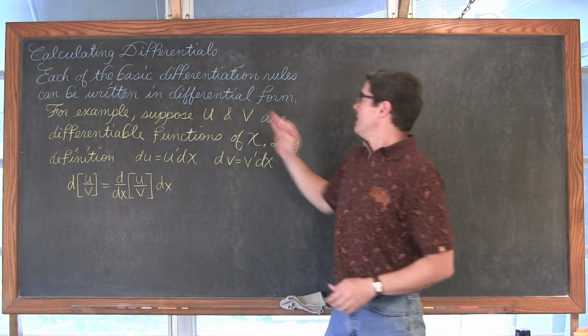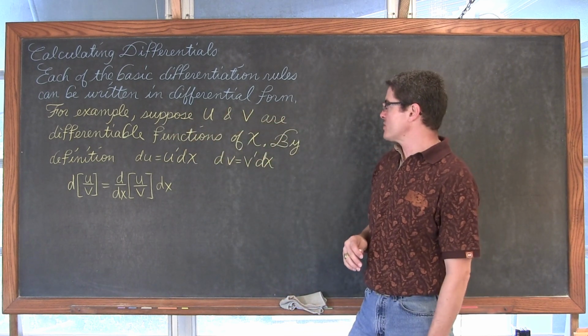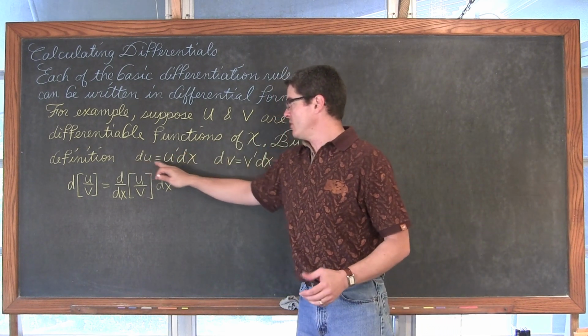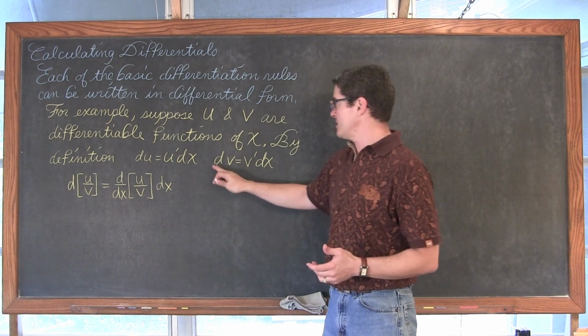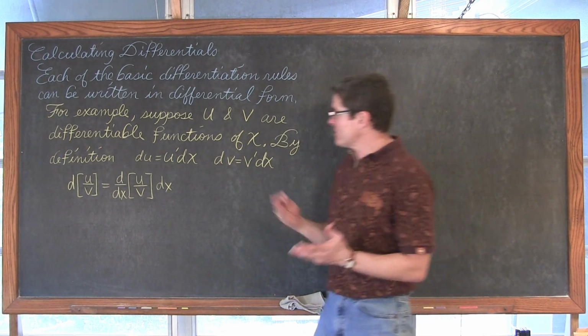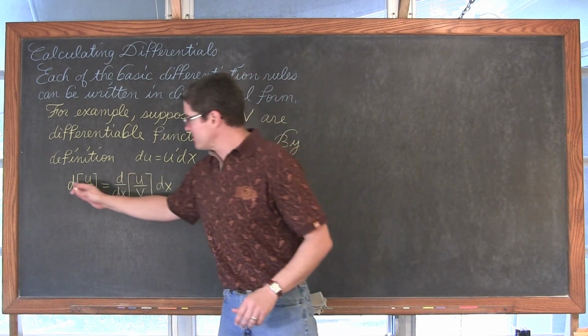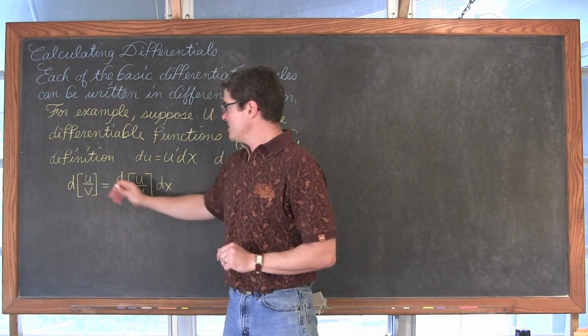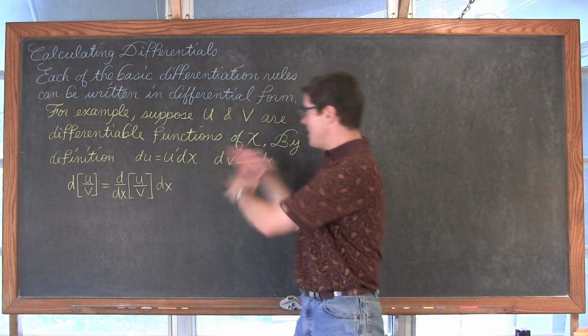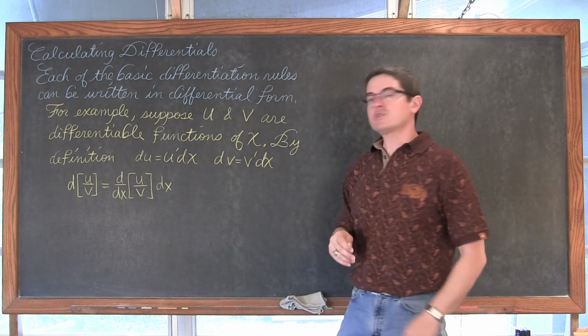For example, u and v are differentiable functions of x. By definition, du, the differential of u, is equal to u prime dx, and the differential of v is equal to v prime dx. So we're going to go through this process and set it up. We take the differential of some function, equal to f prime of x dx, and see how that ties in with these definitions here.